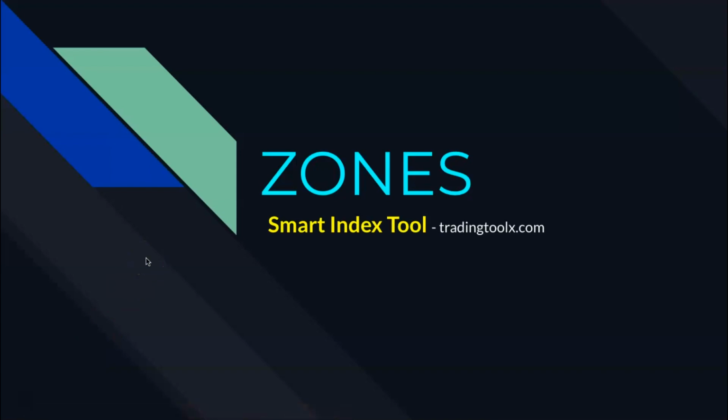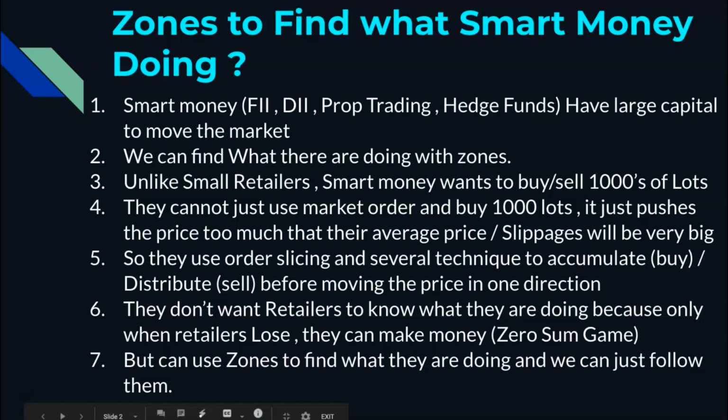Today I'm going to explain how to use the zones that are present in the Smart Index tool. Let's get started. So basically, I created zones to find what the smart money is doing. Smart money is nothing but FII, DII, proprietary trading firms, hedge funds, etc. And they have very large capital to move the market. And basically we can find what they are doing with the zones here.